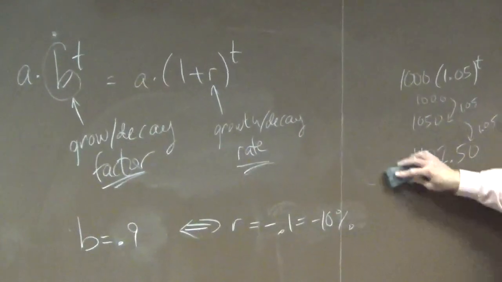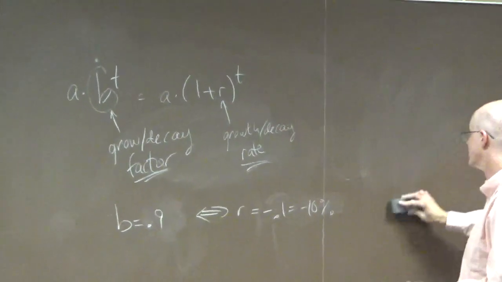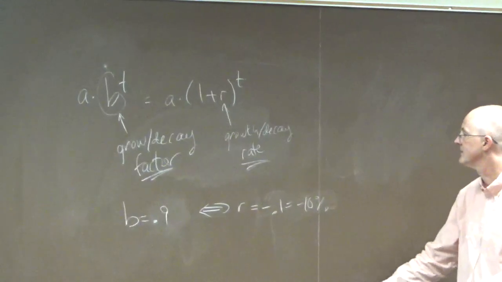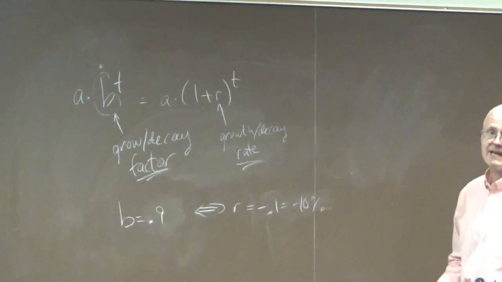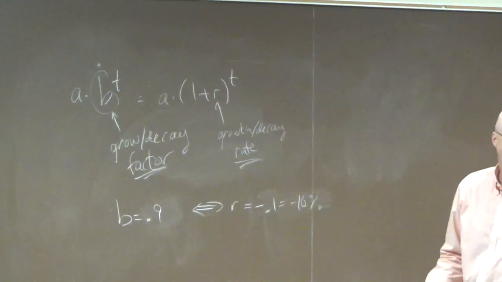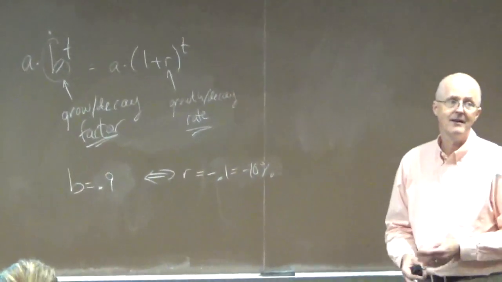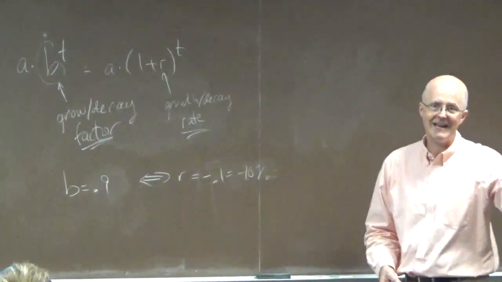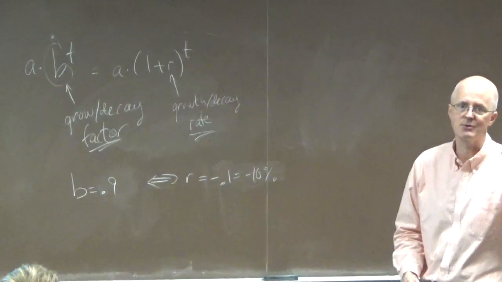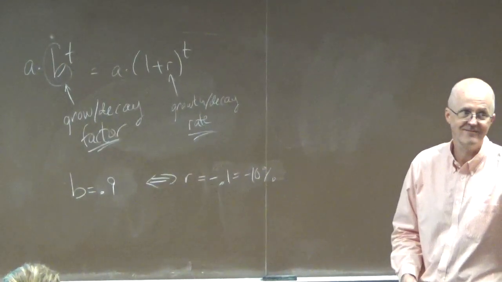What's an example of something that decays exponentially? Well, radioactive decay is one example. Another example is actually your car value. It's called depreciation. You buy a new car, you drive it off the lot, it instantly loses $2,000 worth of value. Did you know that?